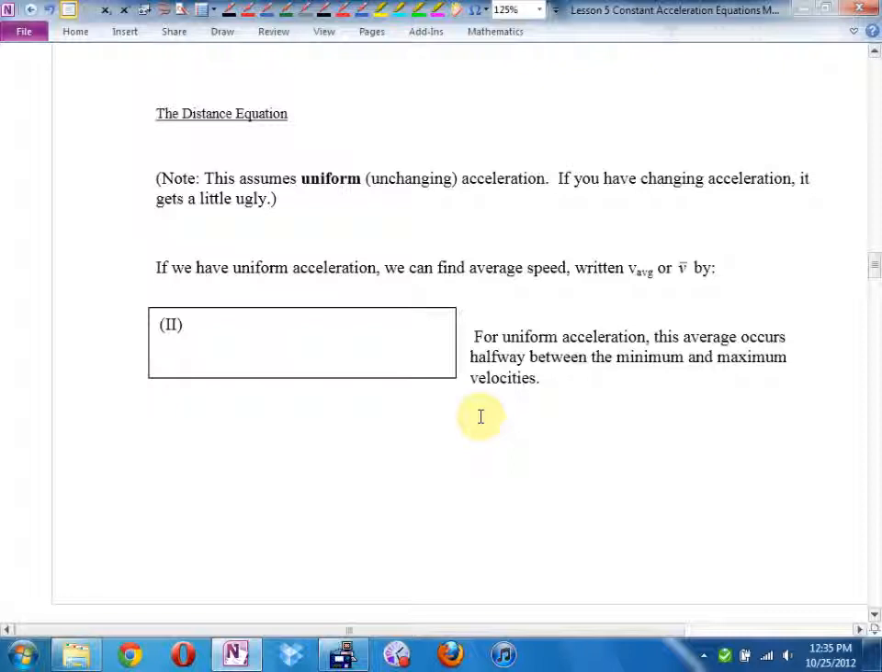And here's how we're going to derive the distance equation, as we call it. By the way, again, we're assuming unchanging acceleration. If you have changing acceleration, this gets way ugly. You need calculus. It was for something as simple as a changing acceleration that Isaac Newton invented the calculus. He came up with a whole new branch of mathematics to solve it. First of all, we have this: V average equals add them up and divide by 2.